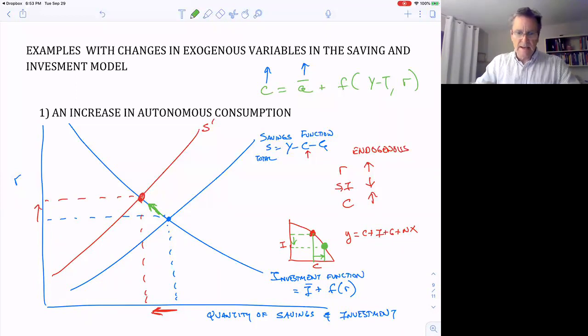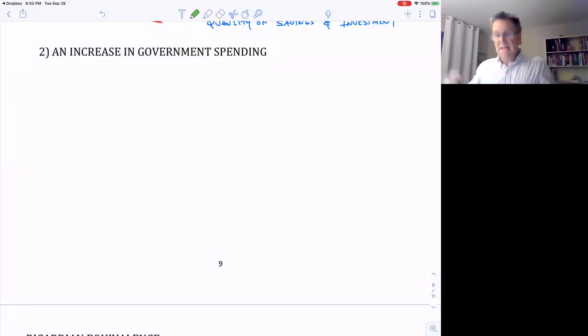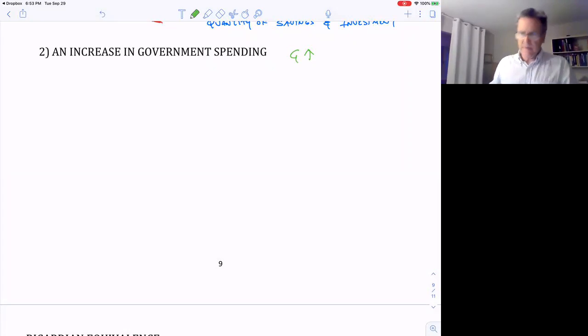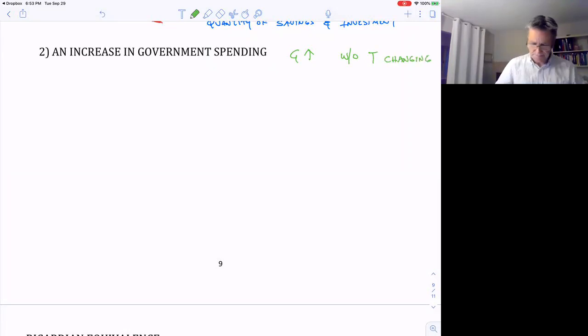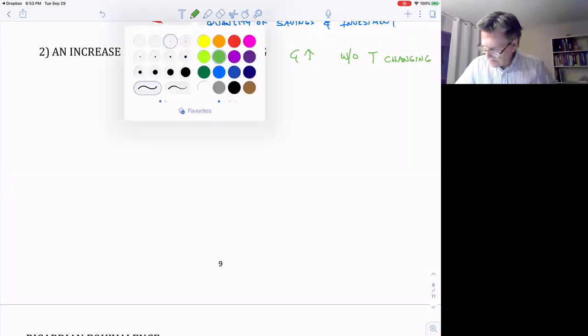Or next example. Okay, this next example is an increase in government spending. So let's bring the government in here. So G is going to go up. And let's say taxes don't change at all. So without any change in taxes, without T changing. Now let's see what's going to happen in this model.